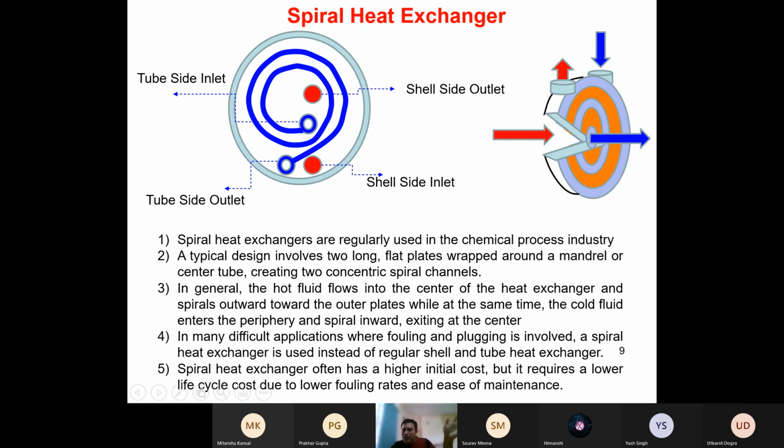So you can see that all these heat exchangers are regularly cleaned in order to remove the dirt or foul which is deposited on the metal surface of the heat exchanger. Is it clear to everyone?